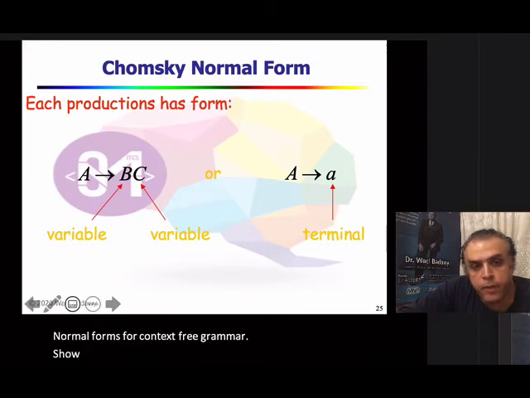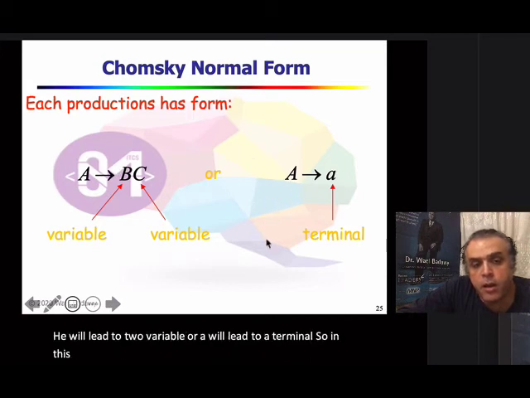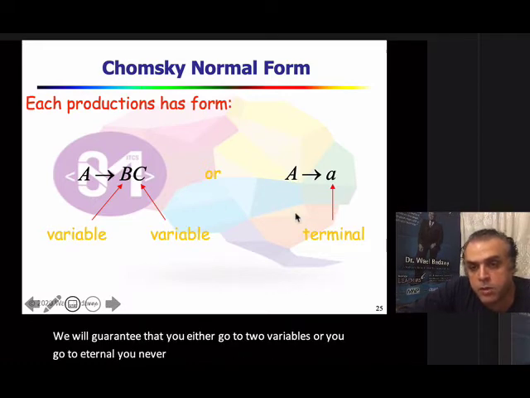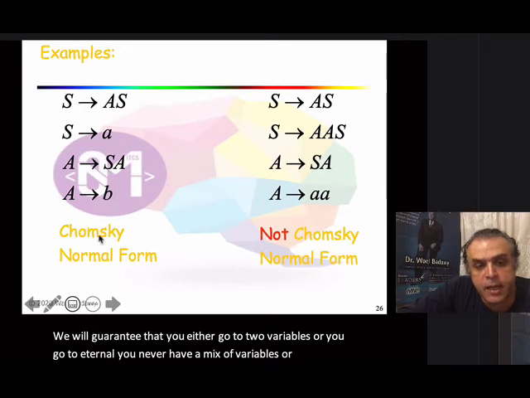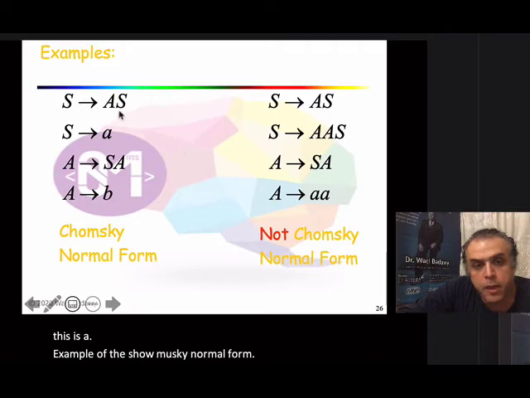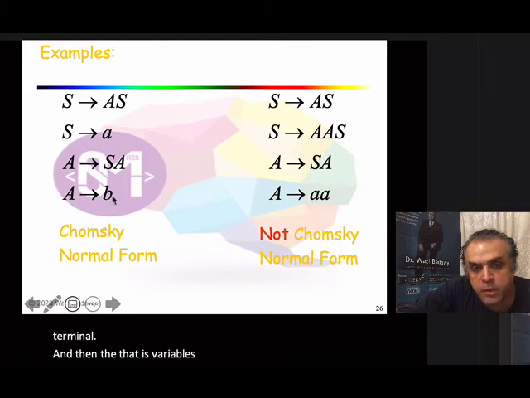In Chomsky normal form, each production has A leading to two variables, or A leading to a terminal. So in this production, we guarantee that you either go to two variables or you go to a terminal. You never have a mix of variables and terminals. This is an example of Chomsky normal form, because each one leads to two variables or to a terminal, and then the variables lead to other two variables and terminals.